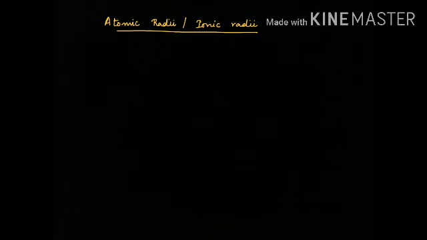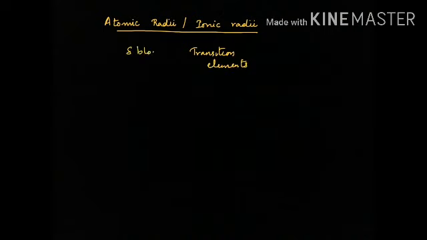So we can discuss the first property of the transition elements, that is the atomic radii or the ionic radii. The atomic radii of the transition elements is in between that of the s block elements and p block elements. So the atomic radii of transition elements is less than that of the s block elements and greater than that of the p block elements. So it is in between that of the s block and the p block elements.